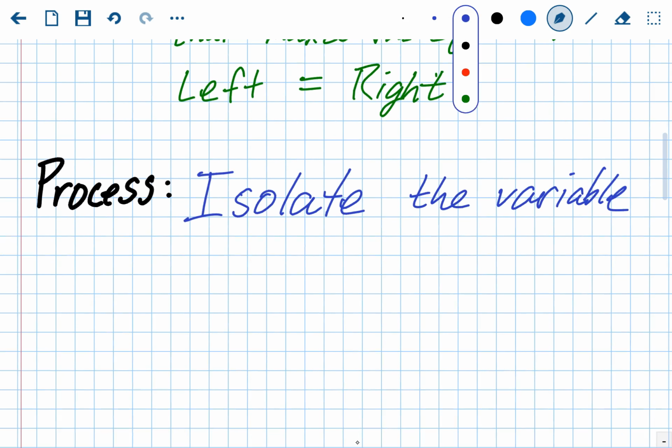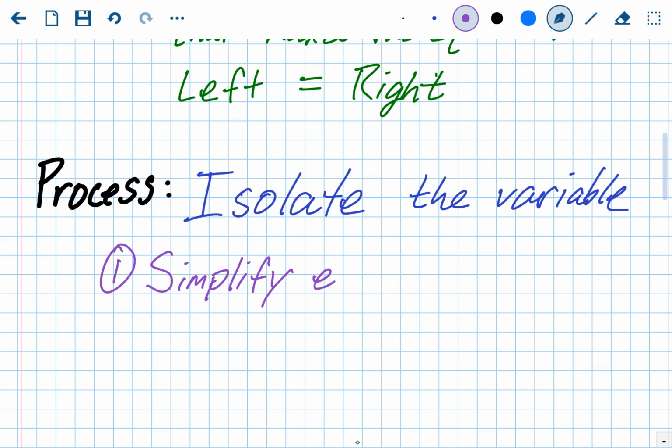All right, how do we do that? Well, there's going to be some steps. Not all these steps are going to apply right away, but we might as well lay out the entire process. First thing you're going to want to do is try and simplify each side as much as possible.